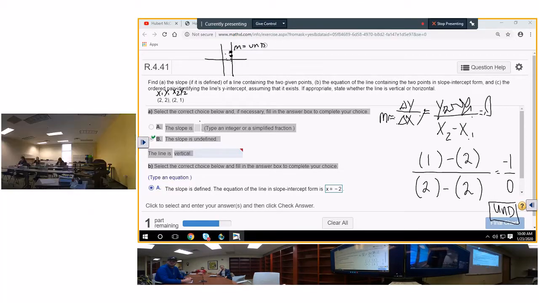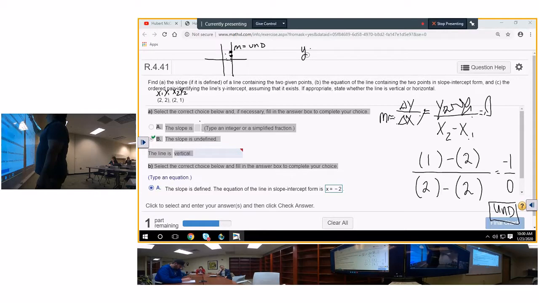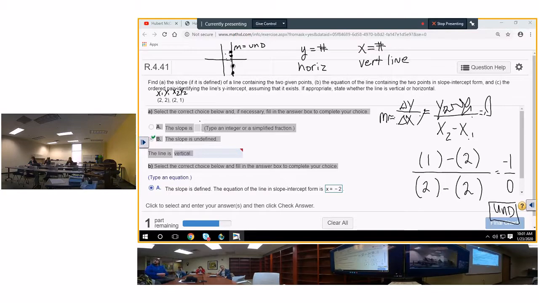Undefined. You should know that from like Algebra 1. So we know that the slope is undefined, so that means that you have a vertical line. So how do you write a vertical line? Well, when y is equal to a number, you have a horizontal line. When you have x is equal to a number, you have a what? A vertical line. So in this case, all these numbers right here are x is equal to what? 2. So in this case, x is equal to 2.